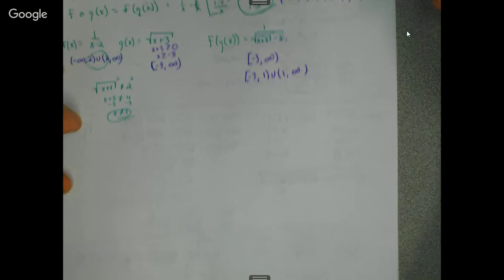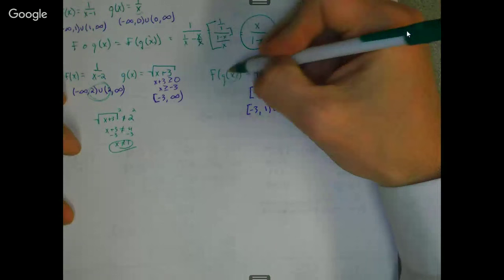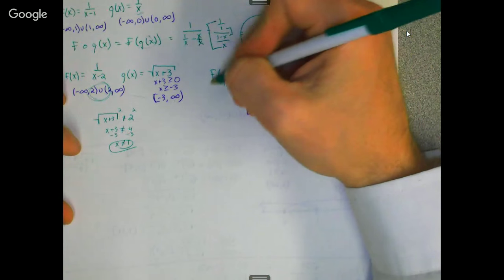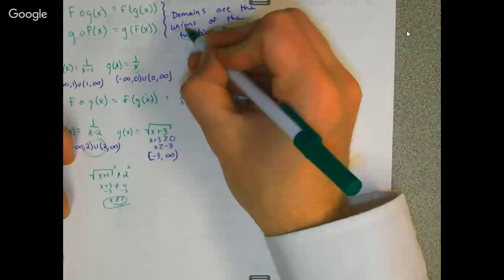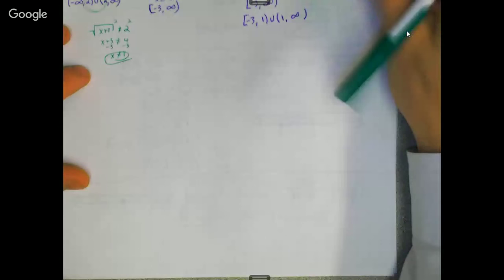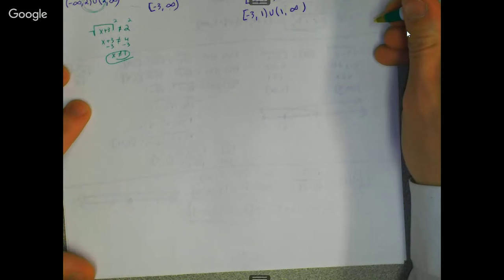So the domain of those compositions is a little bit tricky. You have to use the domain of this and then the domain of this, which is similar to unions. Okay, so we'll work on that a little bit more.